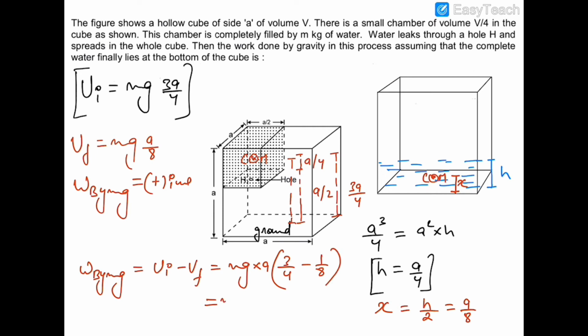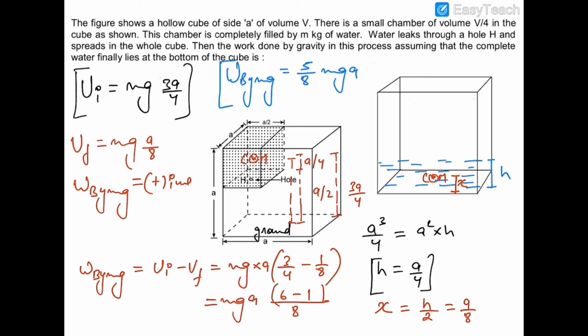Now this is mga, LCM will be 8, this is 6 minus 6 minus 1, so the work done by mg will be equal to 5 by 8 mga. This is the final answer. Now we move on to the next question.